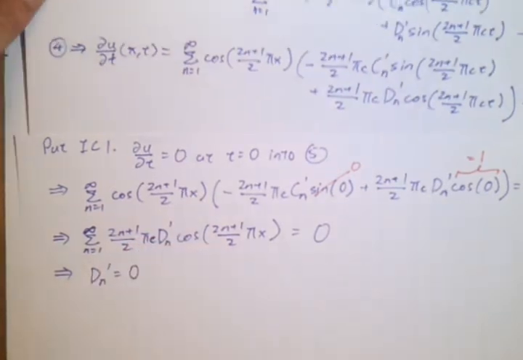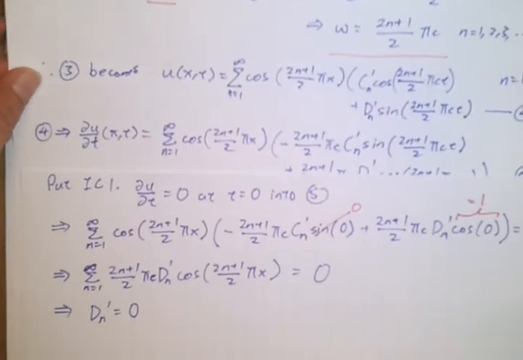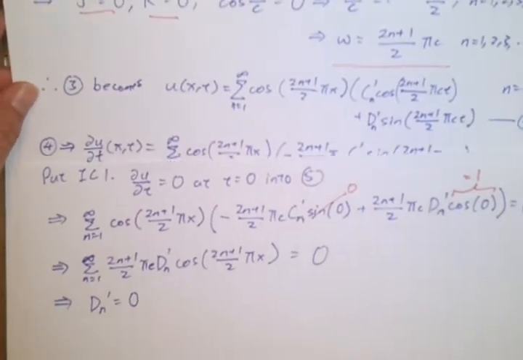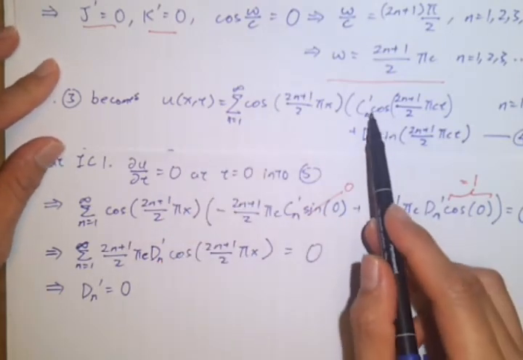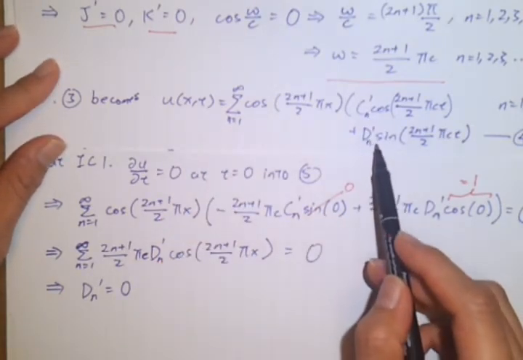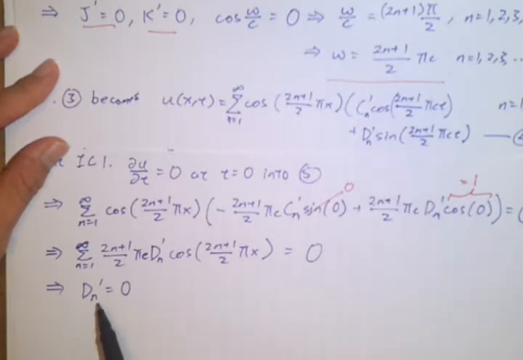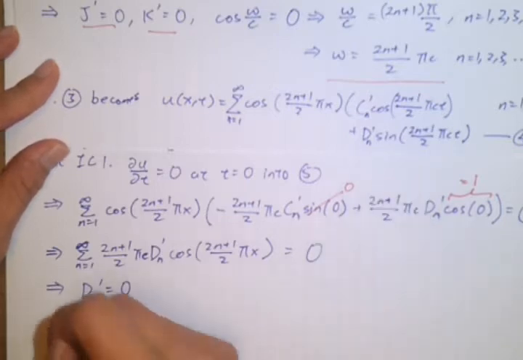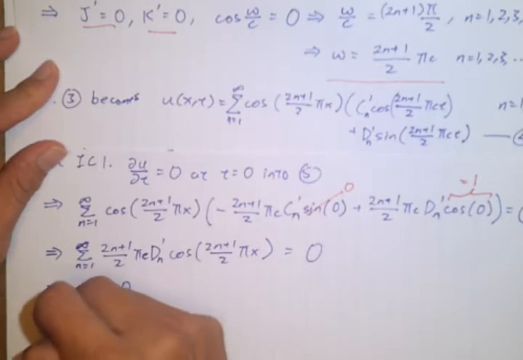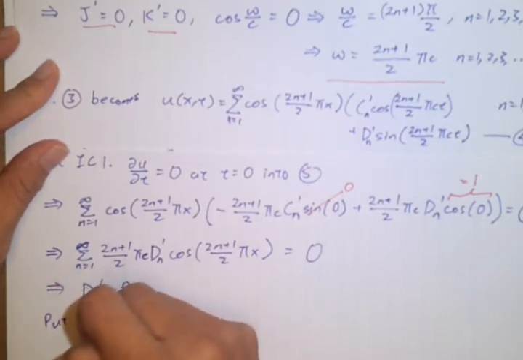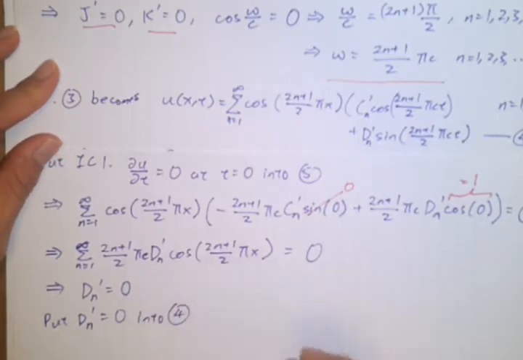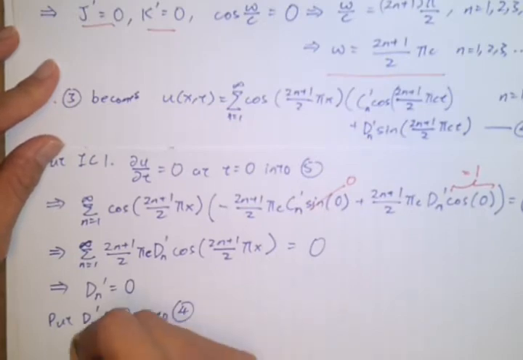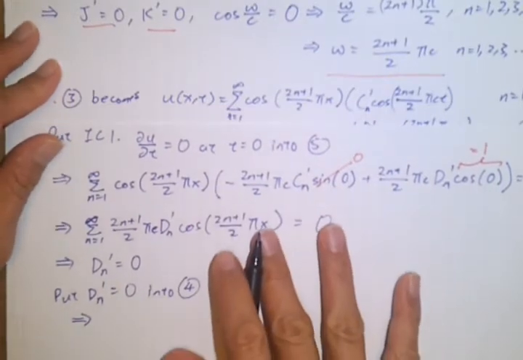Okay, so you can put dn equals 0 into equation 4 here. Equation 4 is actually your solution. It's just that you do not know what cn prime and dn prime are. But you have just found that dn prime is 0. So you put dn prime equals 0 into equation 4, and then you get your updated solution.